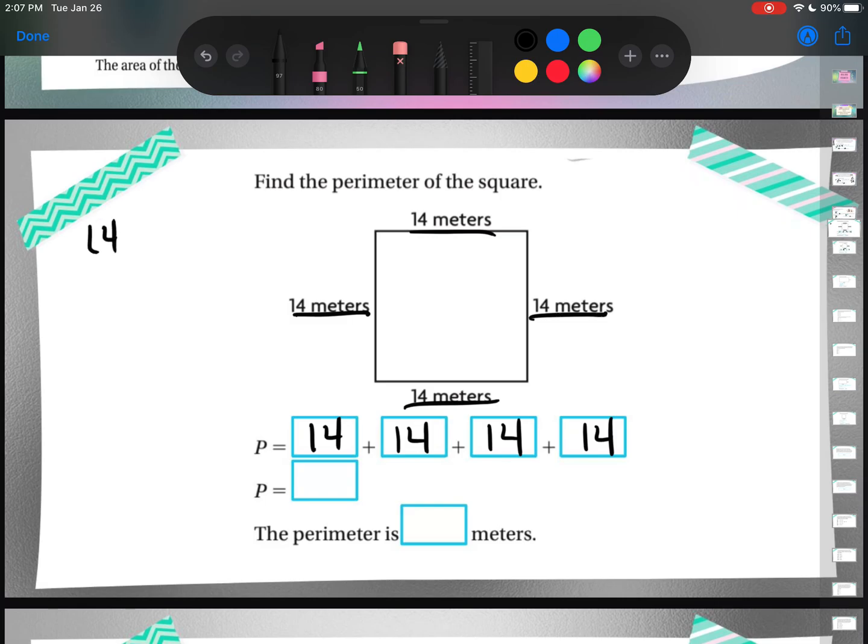Well, what's that? 14 plus 14 plus 14 plus 14. Well, 4 plus 4 plus 4 plus 4 is 16. Carry the 1. 1 plus 1 plus 1 plus 1 plus 1 is 5. So we get 56. So that means the perimeter of our square is going to be 56 meters.